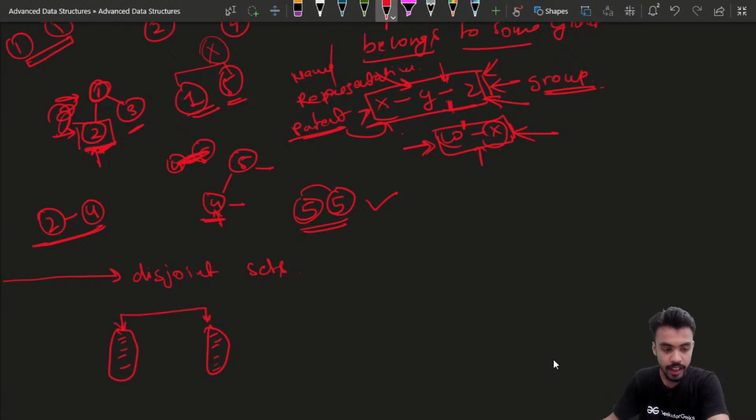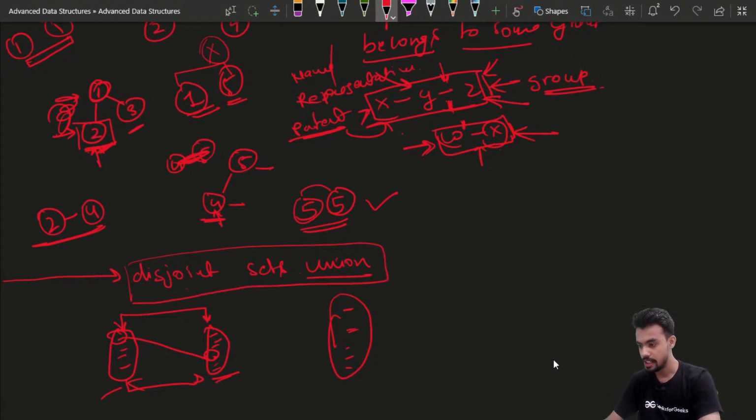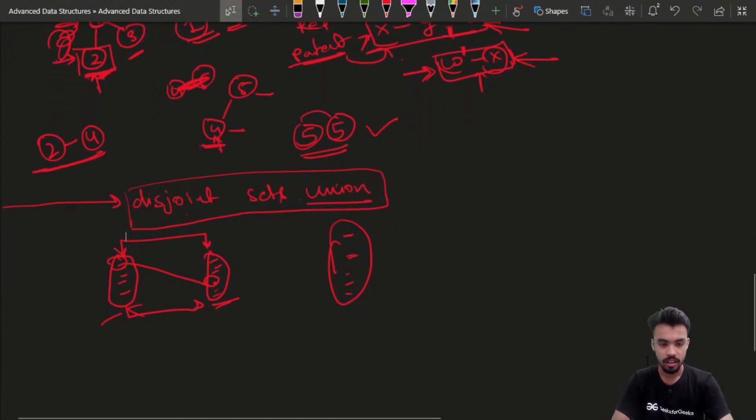Then we get some query in which one element interacts with another element, and then these two sets merge and become a single set. Initially they were disjoint, and then some query came and there was a union of these two sets. This is why it is called disjoint set union. I think this is clear to you.